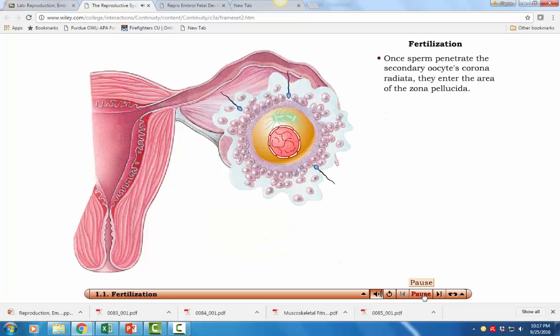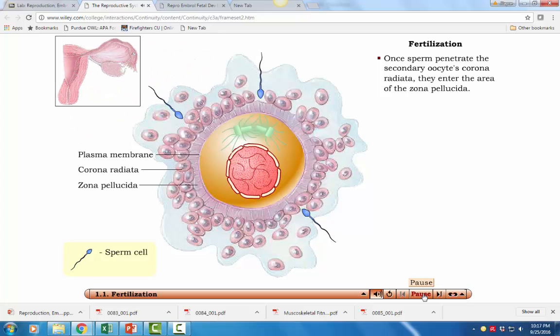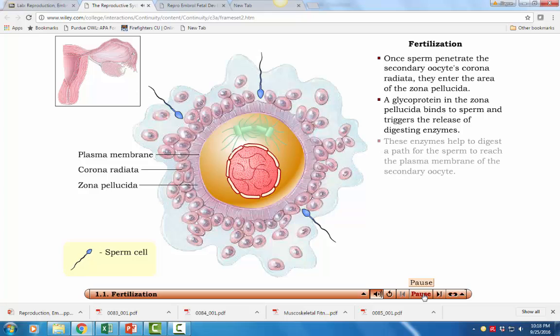Once the sperm make contact with the oocyte and penetrate through the cells of the corona radiata, they enter the area of the zona pellucida. A glycoprotein in the zona pellucida triggers release of digestive enzymes from the head of the sperm. These enzymes help to digest a path for the sperm to reach the plasma membrane of the secondary oocyte.